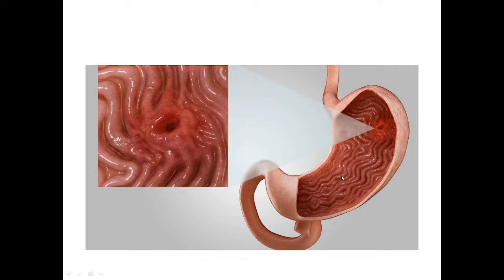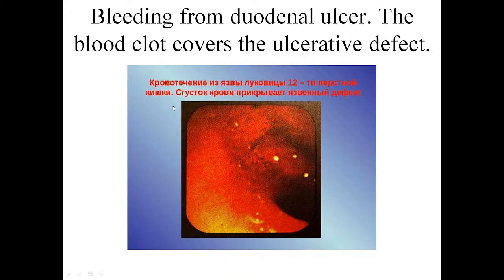What is an ulcer of the stomach? It's necrotic damage of the mucous and submucous layers of the stomach. On the next slide you can see the real bleeding, arterial bleeding in the stomach from the ulcer, and you can see the stream of blood. And here you can see bleeding from a duodenal ulcer. The blood clot covers the ulcerative defect.